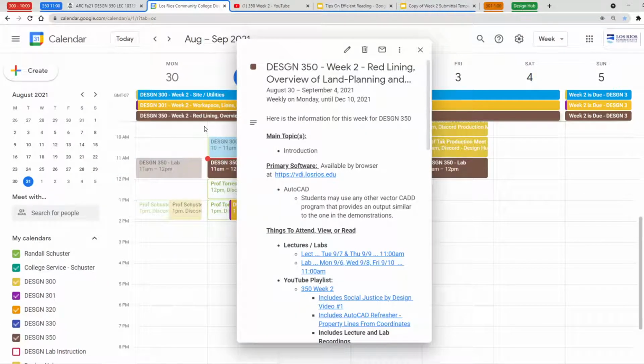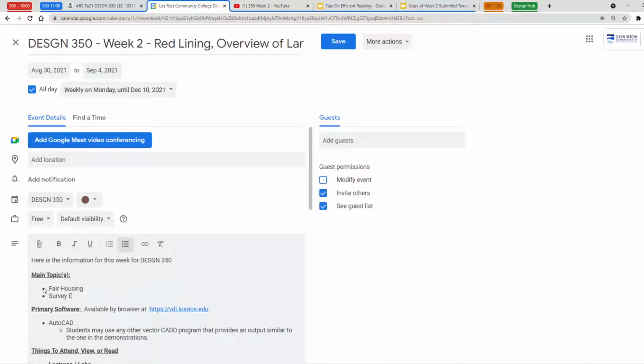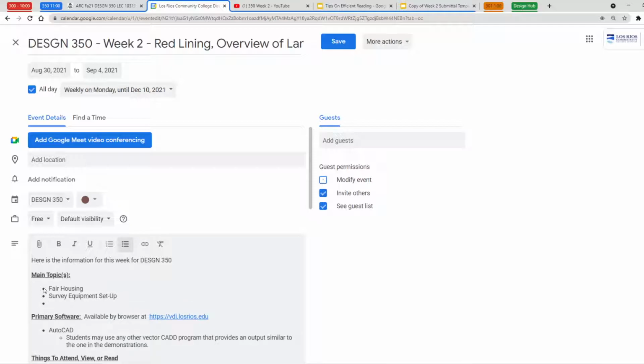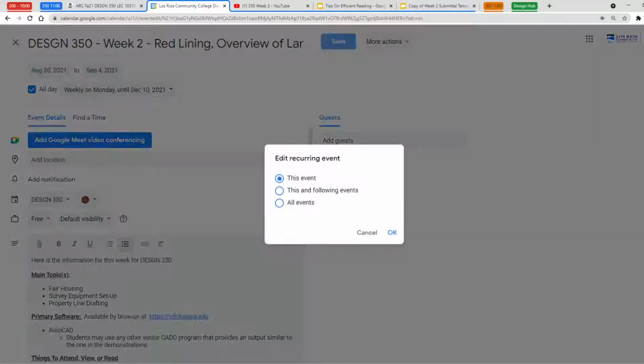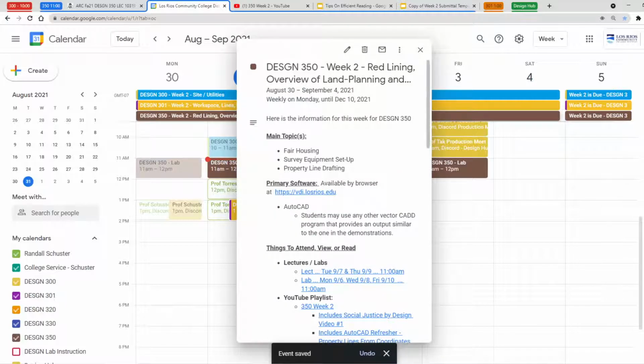Why does that still say introduction? Dang it all. We're going over fair housing. There we go. That's what we're going over. That's kind of right up here.